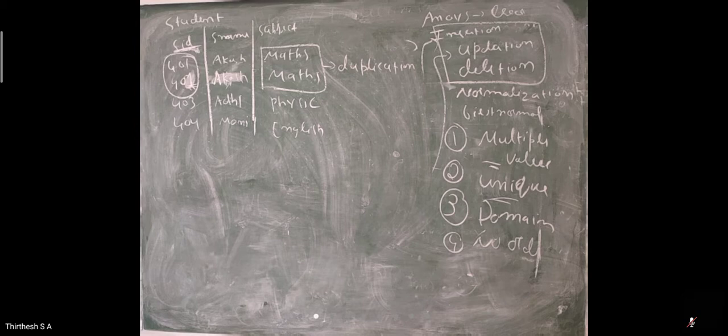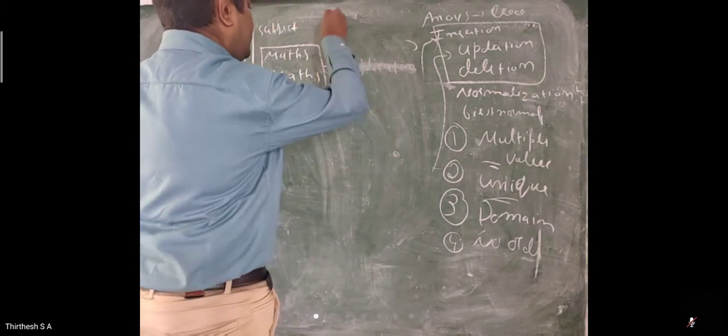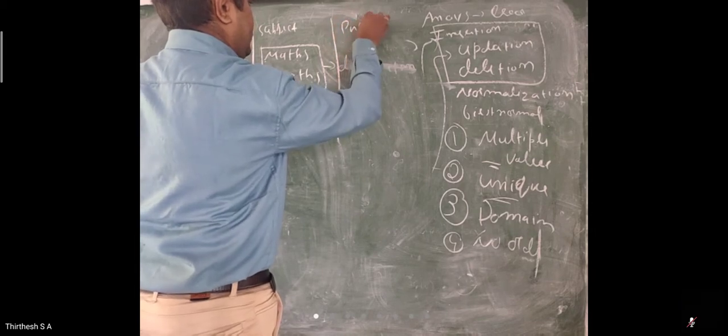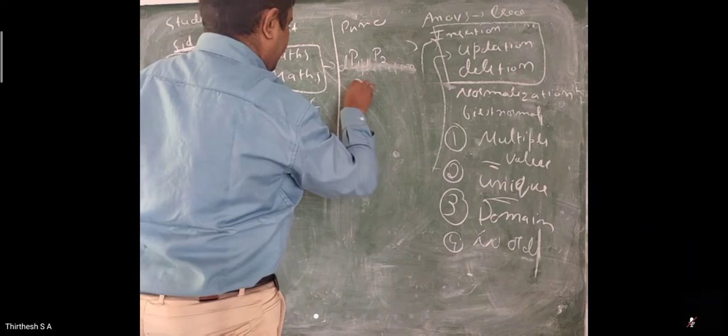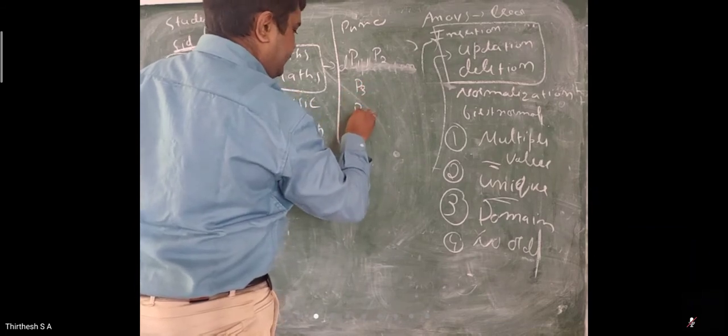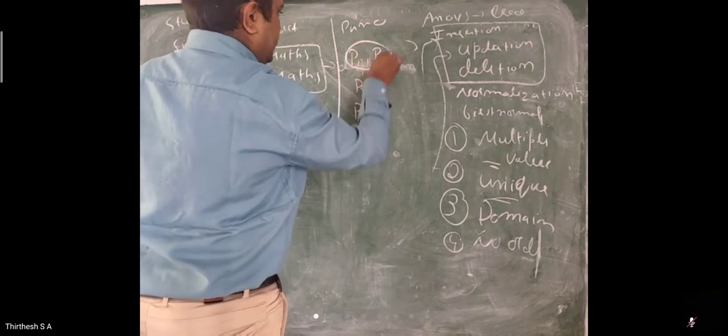here SID or S name known as Akash is repeated twice, and subject Max is also repeated twice. So this violates the first normal form. What does the first normal form say? You should not have any multiple values. Say, for example, if I add one more column called phone number, like P1, P2, P3, P4 and P5.